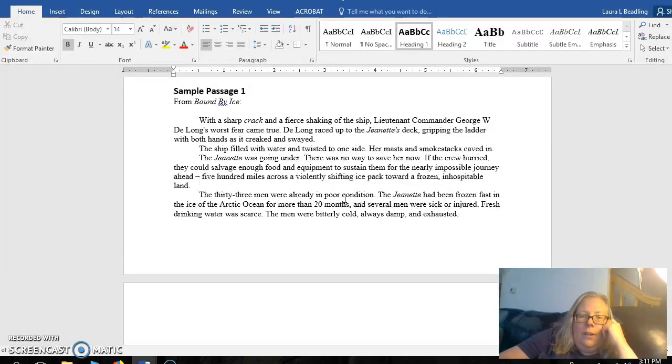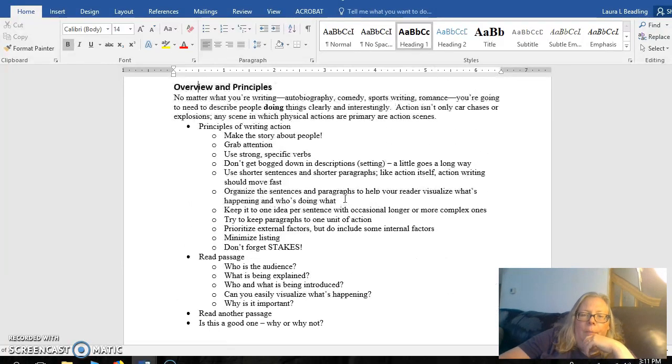So you can see a lot of these particular principles that we talked about up here. So we get the focus on people. It's very attention grabbing. It's got a lot of action writing. It's got some interesting verbs. There's not a lot of description of the setting. A couple specific facts, but again, a little goes a long way.